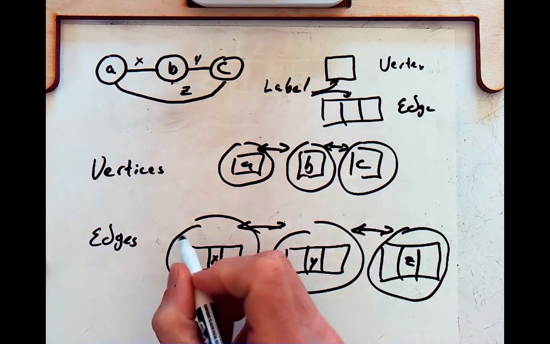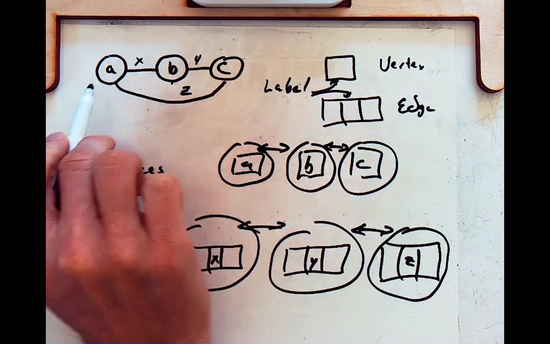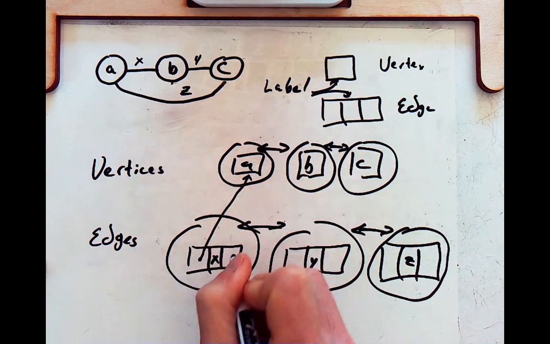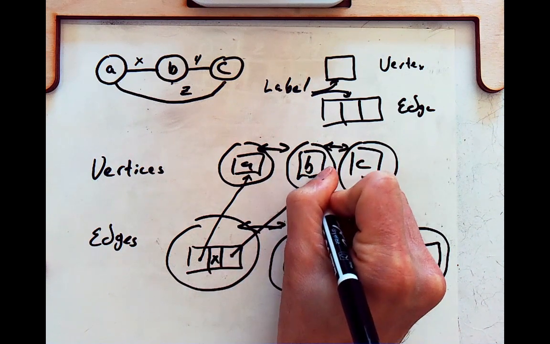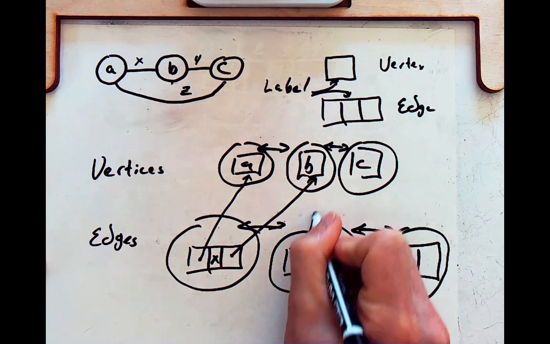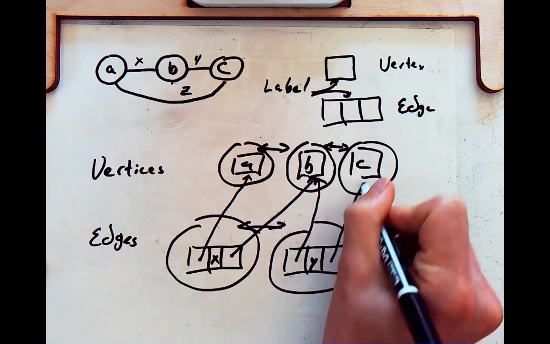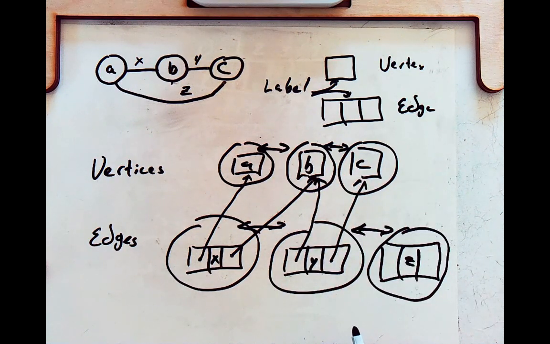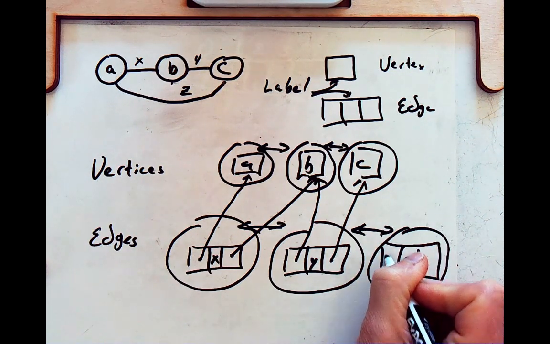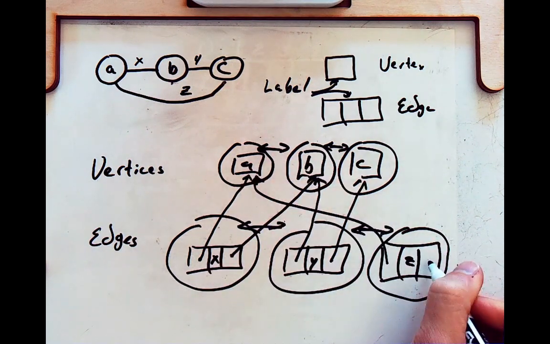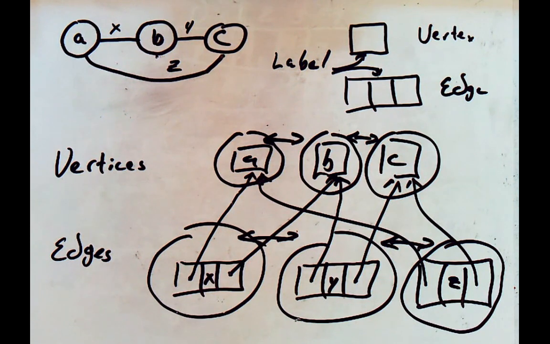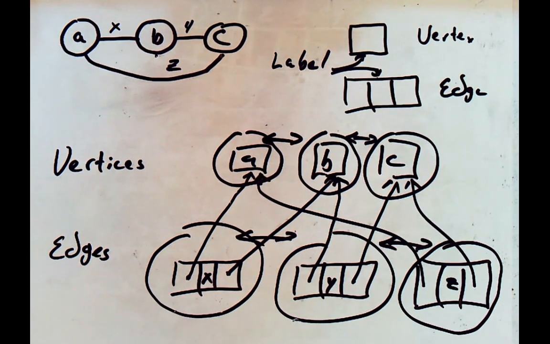So it looks like X connects A and B, so it will have references to the A vertex and the B vertex. Y will connect B and C, so it'll have references to the B vertex and the C vertex. And Z connects A and C, so it'll have a reference to the A vertex and a reference to the C vertex.